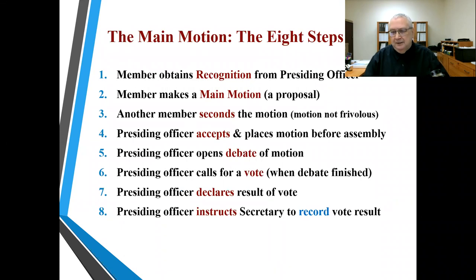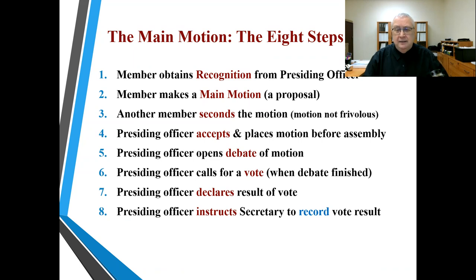Then the next part, the chair: ladies and gentlemen, we have a motion before the floor. The motion is that the budget be limited to a 5% increase. Is there a seconder for the motion? Now, why do we have a seconder? We have a seconder because we want to establish at least one other person in the room wants to talk about our topic. At least one.